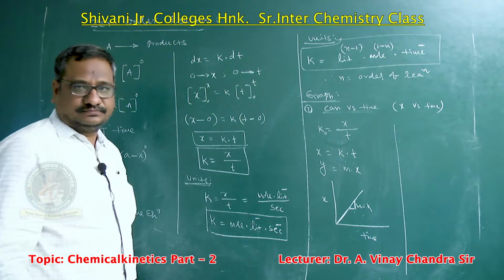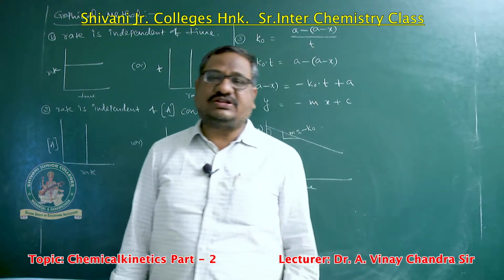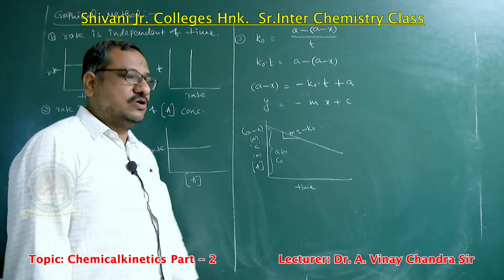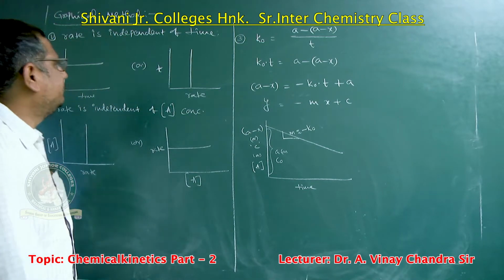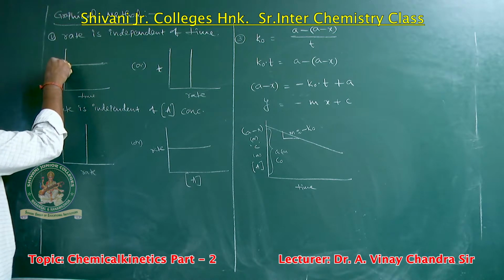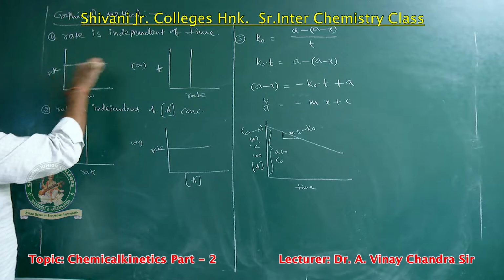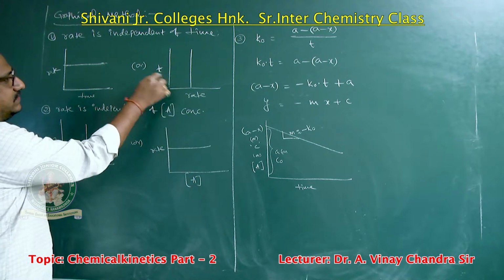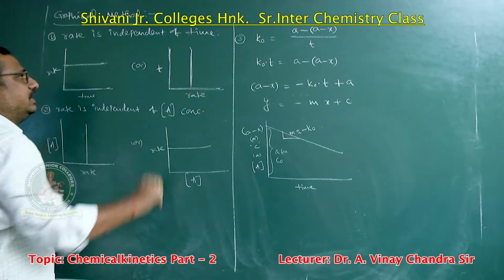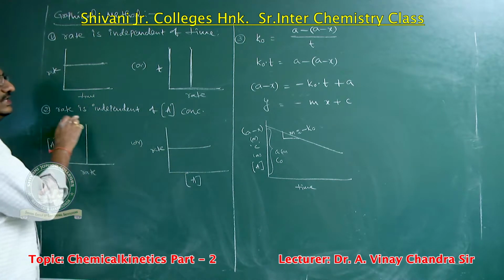So this is the graph for the zero order reaction. Another one, according to the graphical method of the zero order reaction: earlier we discussed concentration versus time, and at the same time the rate is independent of time for a zero order reaction. Independent means it does not depend on it. So with rate on the y-axis and time on the x-axis, it is a straight line. Or vice versa, time on the y-axis and rate on the x-axis. Next, the rate is independent of the concentration of the reactant.